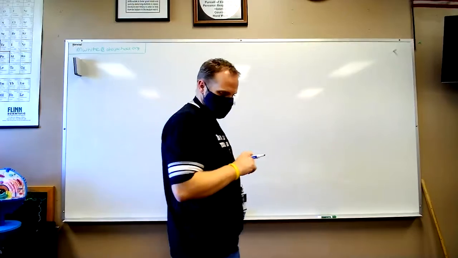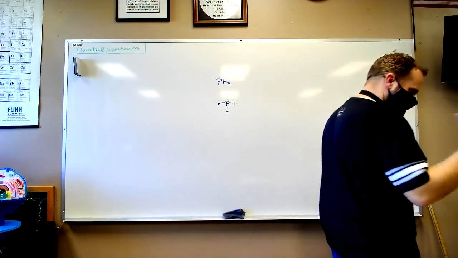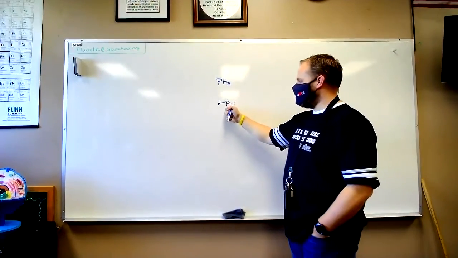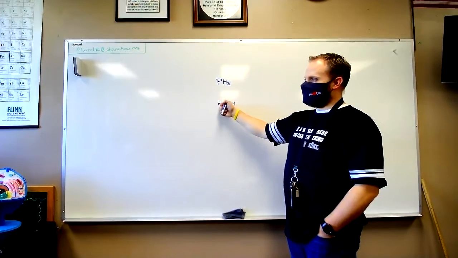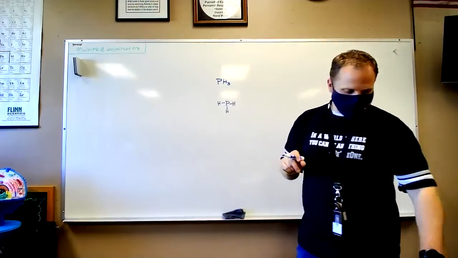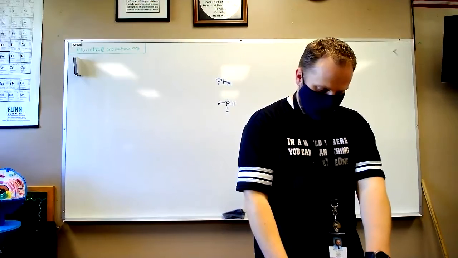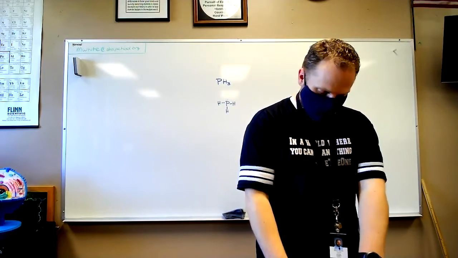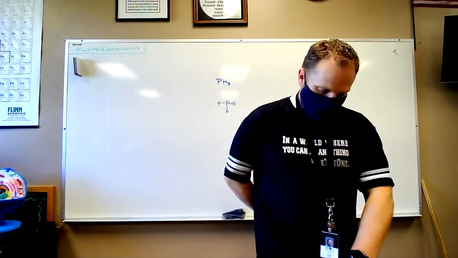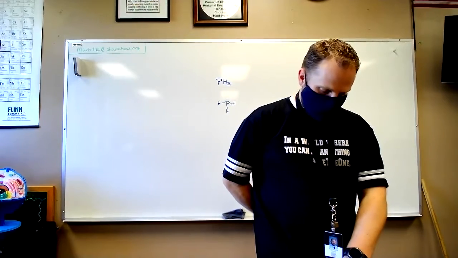Now that we've established the Lewis structure, we can figure out the shape. Because we look at this and we see 1, 2, 3 shared or bonding pairs and 1 lone pair. So we go back to the chart and we find the one that has 3 shared and 1 lone, and it tells us that the shape is trigonal pyramidal, the bond angle is 107.3 degrees, and the hybrid orbitals are sp3.